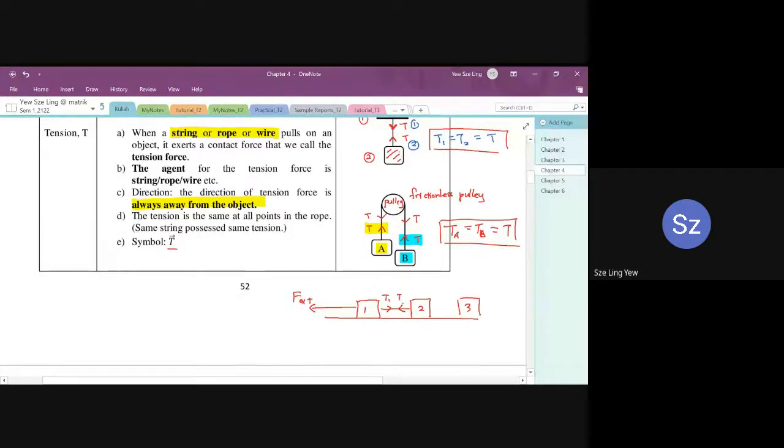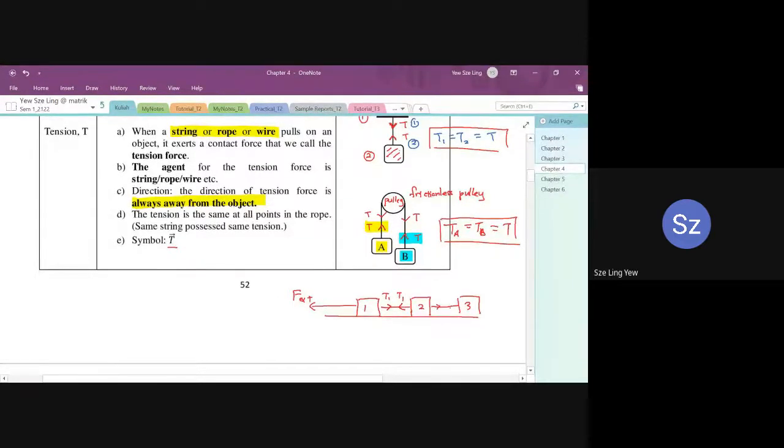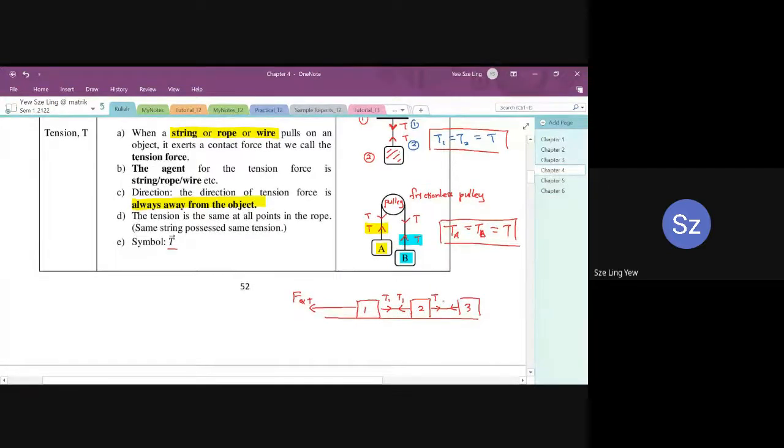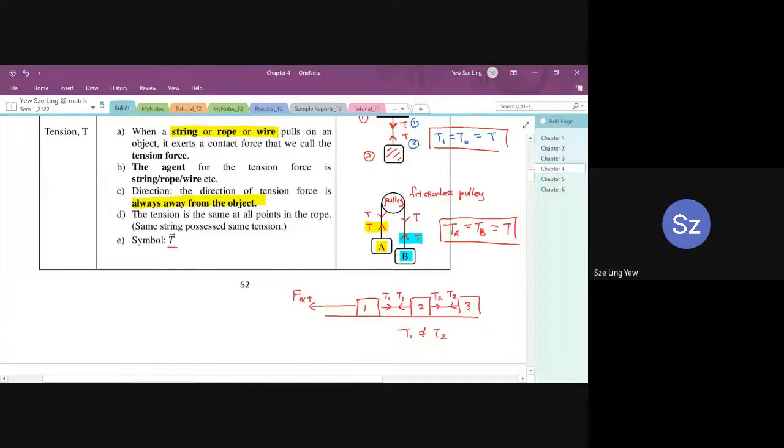All right. And then for the second string that joins object 2 and object 3 together, because it's no longer connected to object 1, it's a different string. Therefore, this is T2. And T1 is not equal to T2. So this is another example. And why is T1 not equal to T2? They might be equal, but most of the time they are not equal.